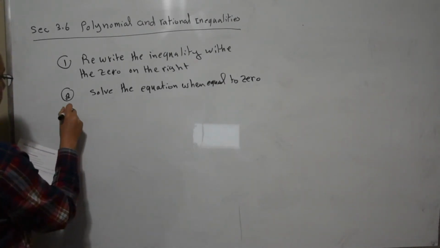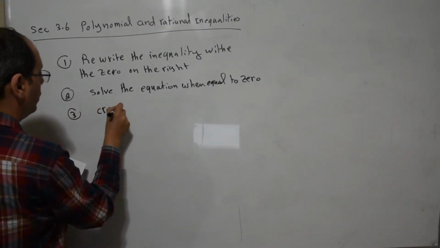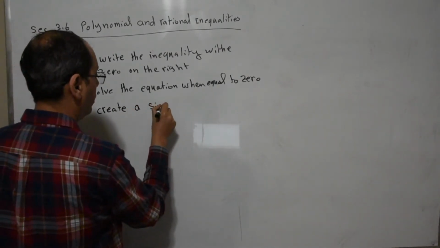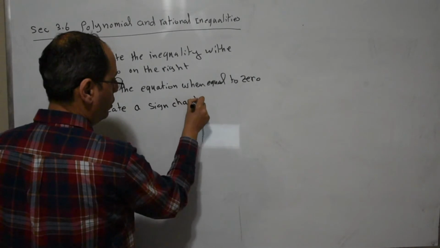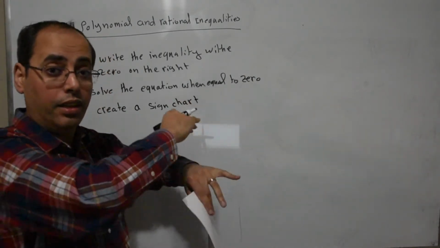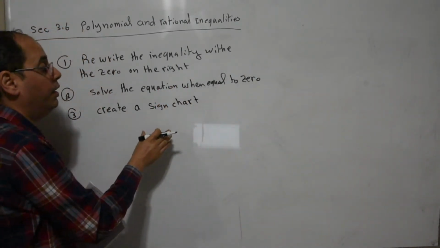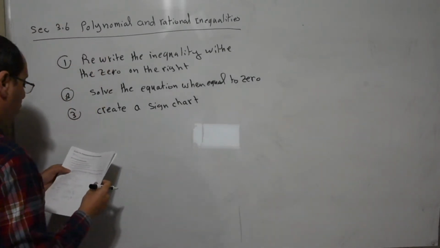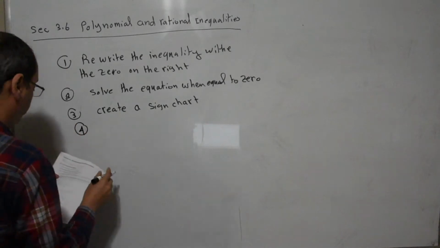Number 3, create a sign chart, and we'll see how to do that. It's like a number line, and we put the zeros on the sign chart and we test the signs. So number 4 is testing the signs.